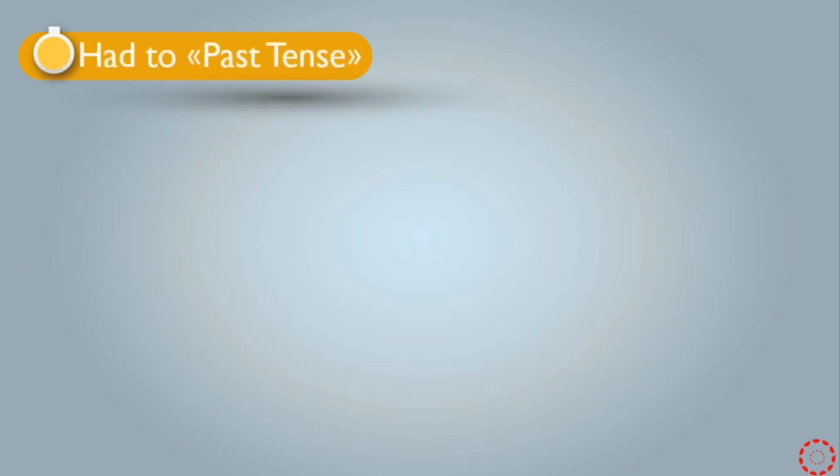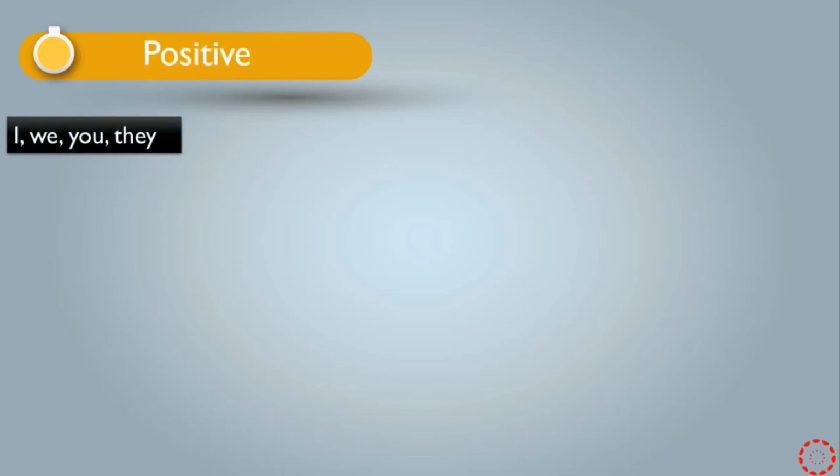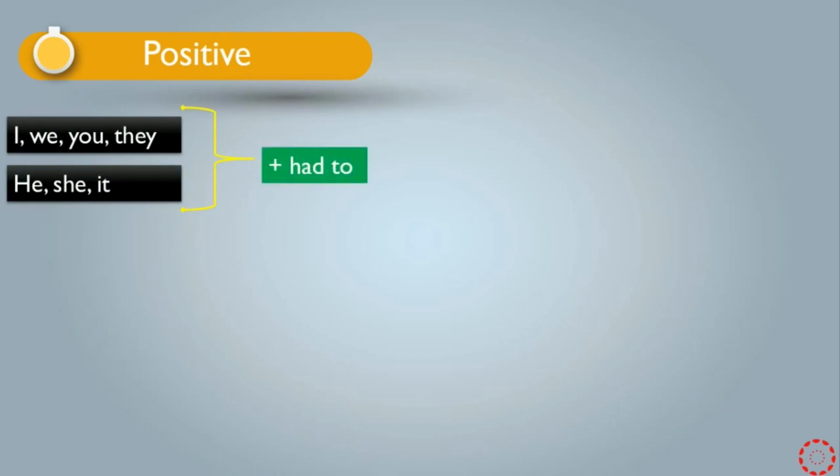Now we have past. In past form we just say had to, okay, we just say had to. Positive: I, we, you, they, and he, she, it, both of them, no matter what the subject is, because this is past, we use had to plus base. So whatever our subject is, I, we, you, they, or he, she, we use had to because this is past, and the verb again should be base.